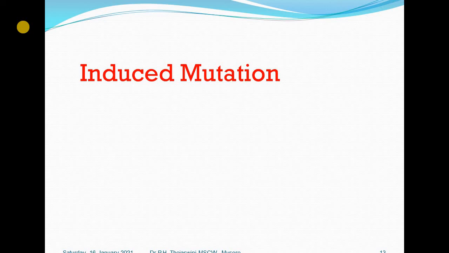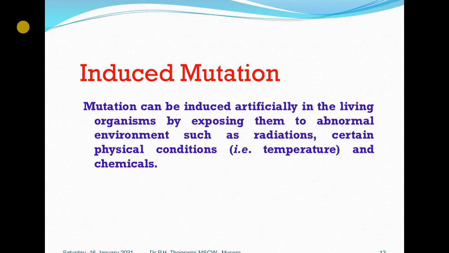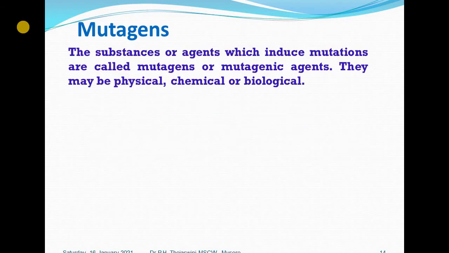Let us move on to the next topic, induced mutation. Induced mutations can be artificially brought about in the living organism by exposing them to abnormal environmental conditions such as radiations, certain physical conditions like temperature, and chemicals. The substances or the agents or the components which induce the mutations are called mutagens or mutagenic agents.